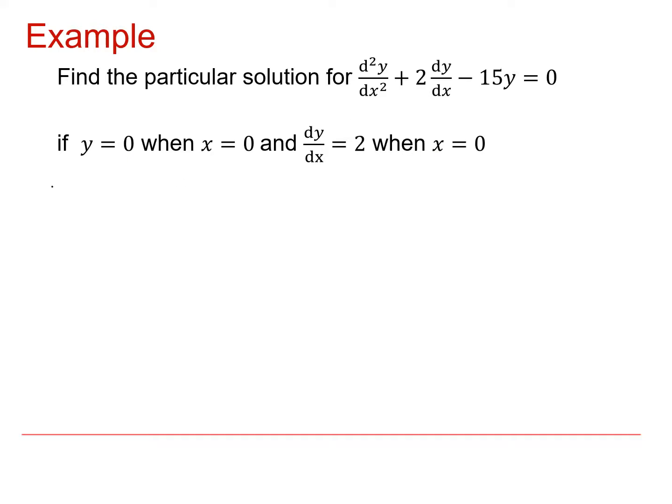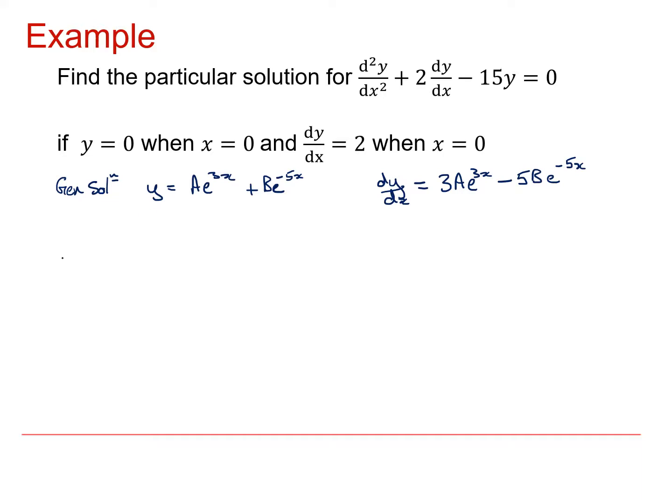Well, we already know the general solution to this. We know that the general solution is y equals a e to the 3x plus b e to the minus 5x. If I differentiate this, I'm going to get that dy by dx is equal to 3a e to the 3x minus 5b e to the minus 5x.